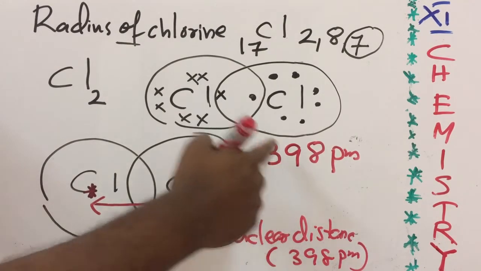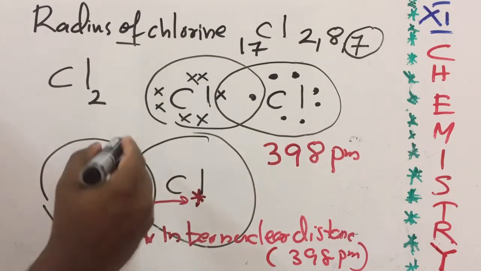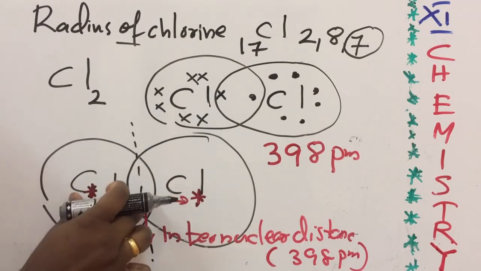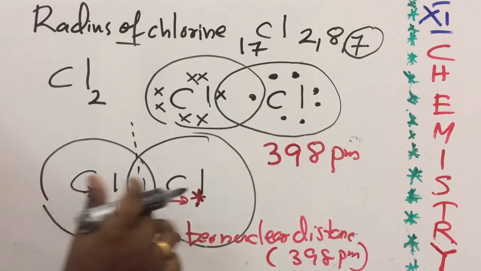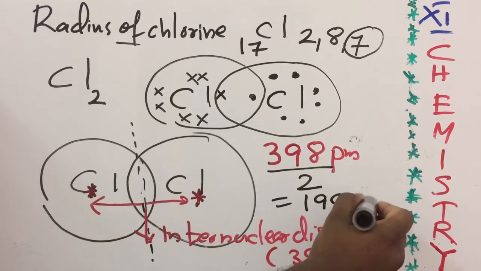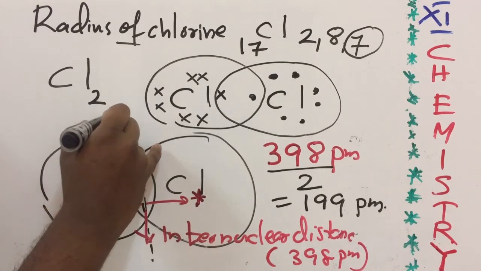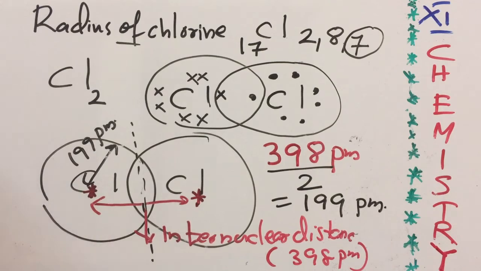And from this value, how can we find out the radius of chlorine? Just take the half of the internuclear distance, and that value will give the size of chlorine. So take the half. What is the value? 199 picometer. So 199 picometer is called the radius of chlorine atom. So this is the indirect method for finding the radius of an atom: take the internuclear distance between two bonded atoms and take half of its value.